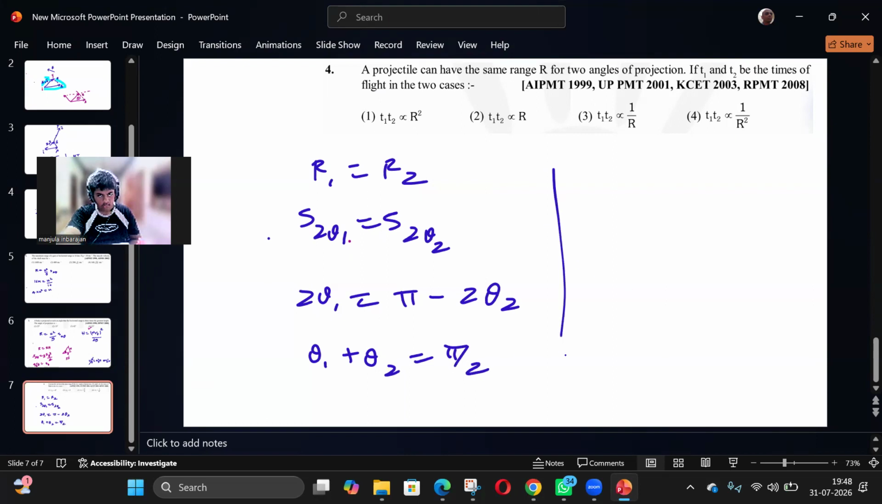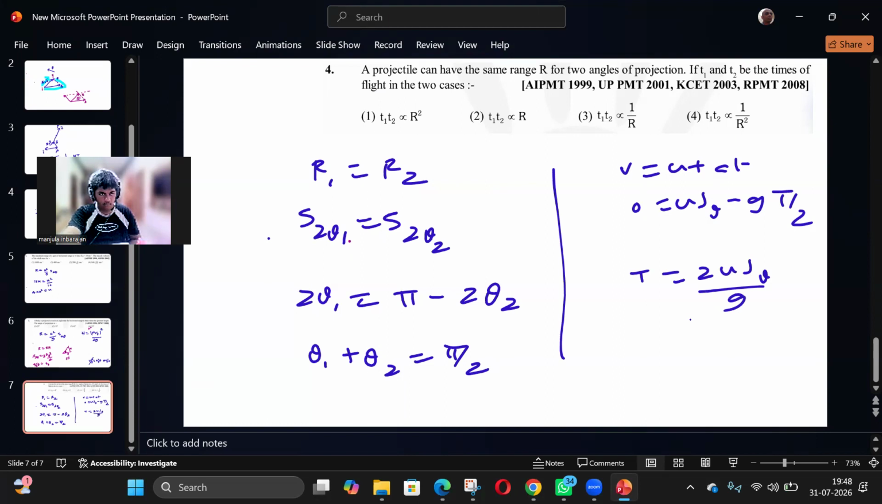Okay, and flight time: v equals u plus at in the vertical direction. So 0 equals u sine theta minus g t by 2. So flight time is 2u sine theta by g. So T1 has sine theta 1, and then T2 has sine theta 2, which is the same as cos theta 1.